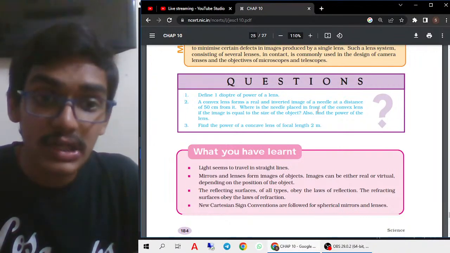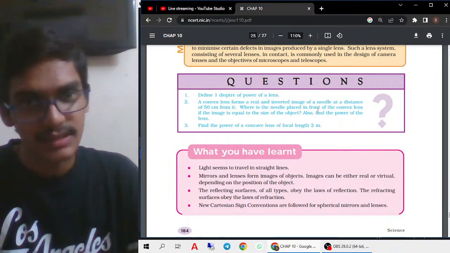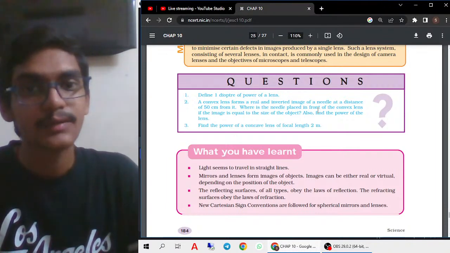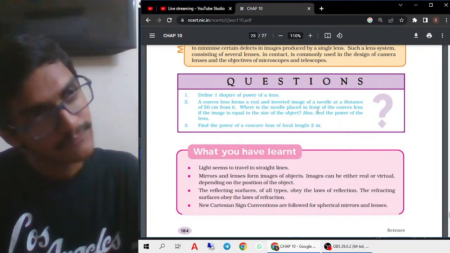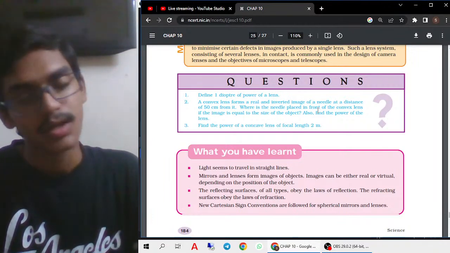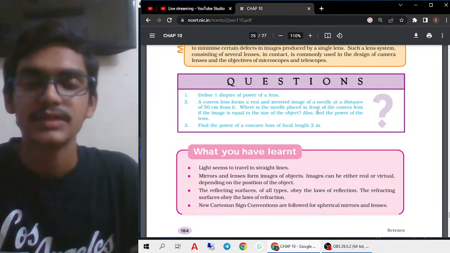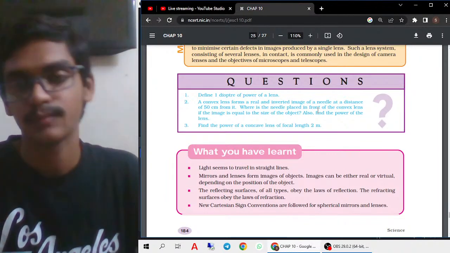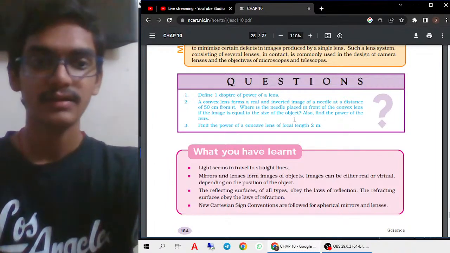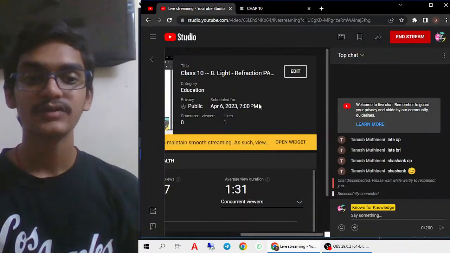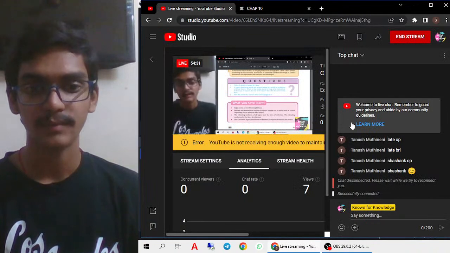Then what is the power of a concave lens of focal length 2 centimeters? For a concave lens, what do we have to take? The focal length is always negative, that is minus 2. So power P is equal to 1 by f, that is 1 by minus 2. Then you are going to get minus 0.5. It is already given in meters, so you can substitute directly, with no need to convert to anything else. So it is minus 0.5 D. So the first was a convex lens, and this power is for a concave lens. Concave is always negative, and convex is always positive. This is the important thing that you have to remember.